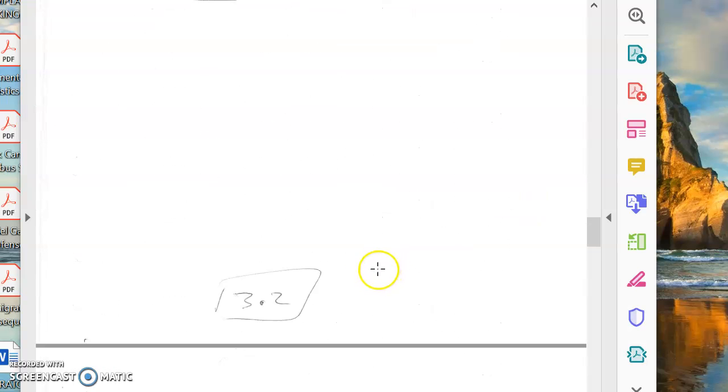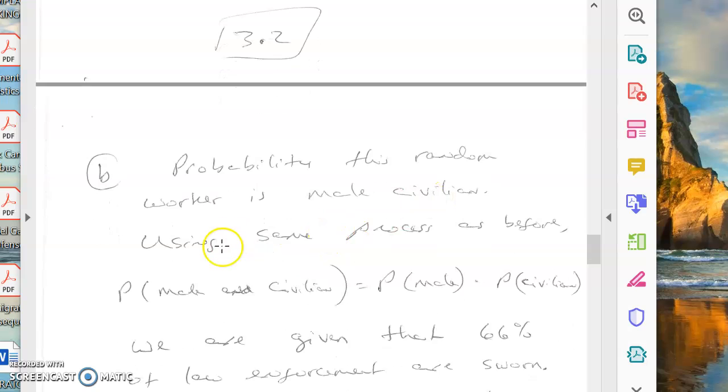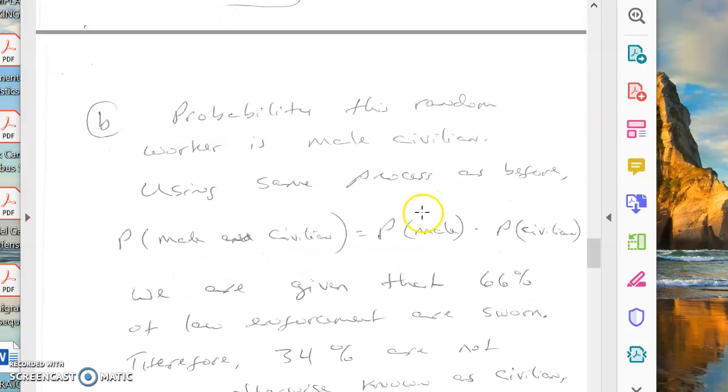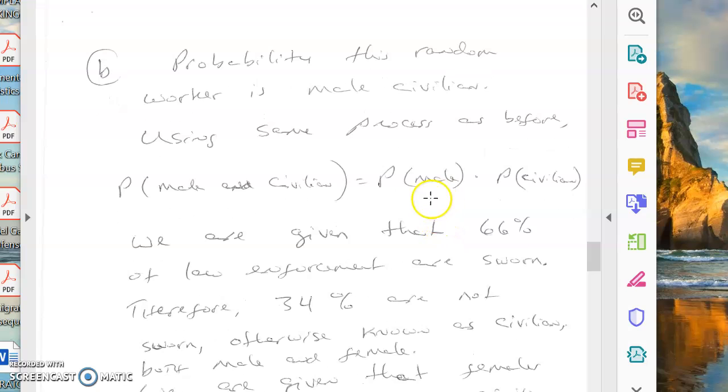Okay, so now let's get to question B. Probability that this random worker is a male civilian. So it sounds very similar, doesn't it? What we're asking is the probability that the person you pick, this random worker, is male and a civilian. So we're going to use the multiplication rule number 1 again. They're independent events, and it's going to be the probability that it's male times the probability that it's a civilian.